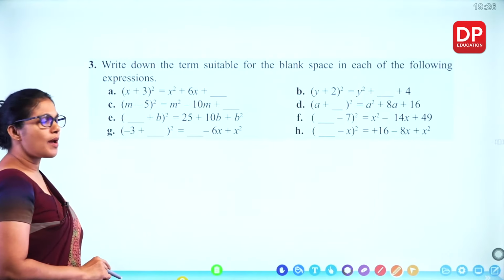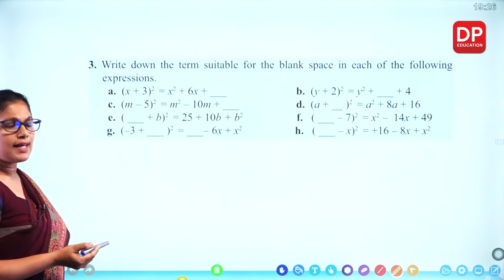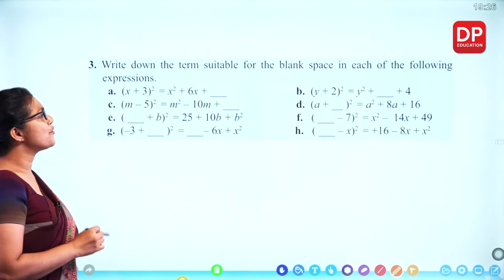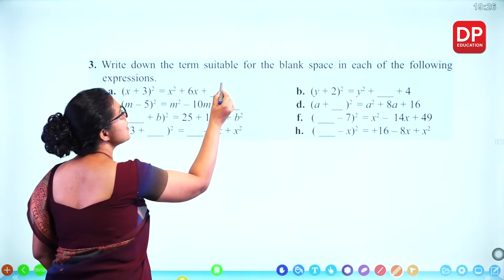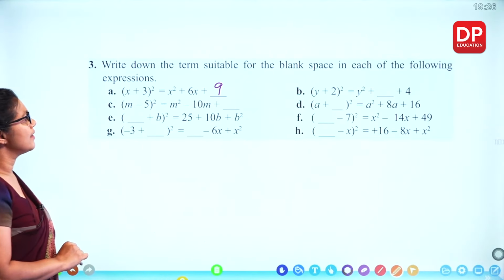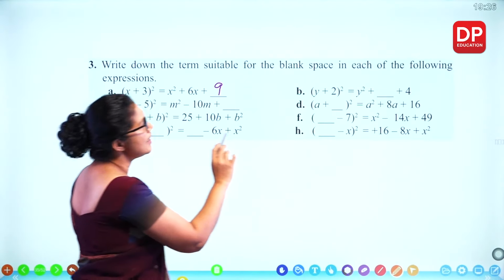First term is x squared. Last term is the second term squared. So the 3 is the number. So what's the last term? 3 squared becomes 9. This is also easy.